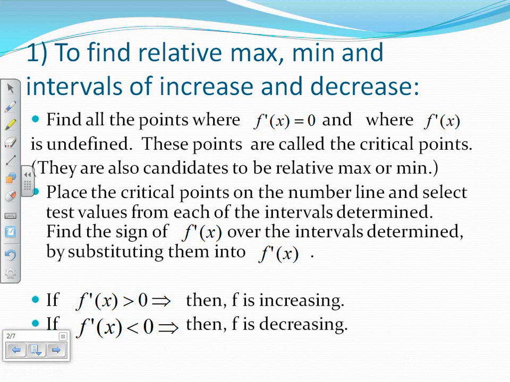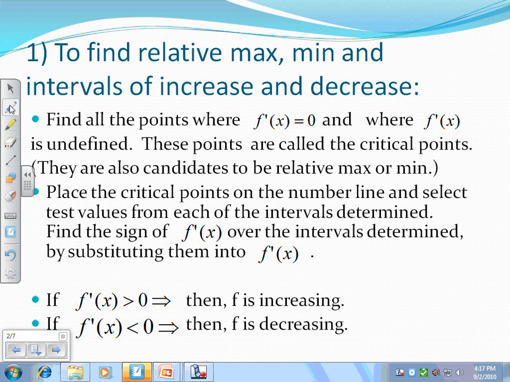Okay, so here are the steps that we follow to graph a function. First, we want to find the relative max and min. That will also help us find intervals of increase and decrease. To locate the relative maximums and minimums, we find all points where the derivative is 0. Remember, those are the points where you could have maximums and minimums, soft peaks or valleys.